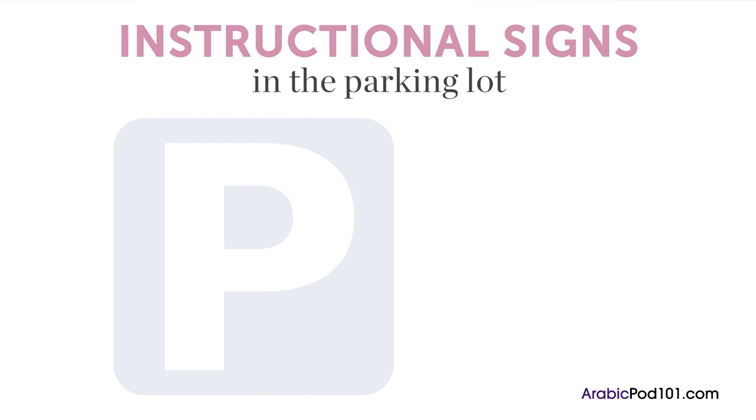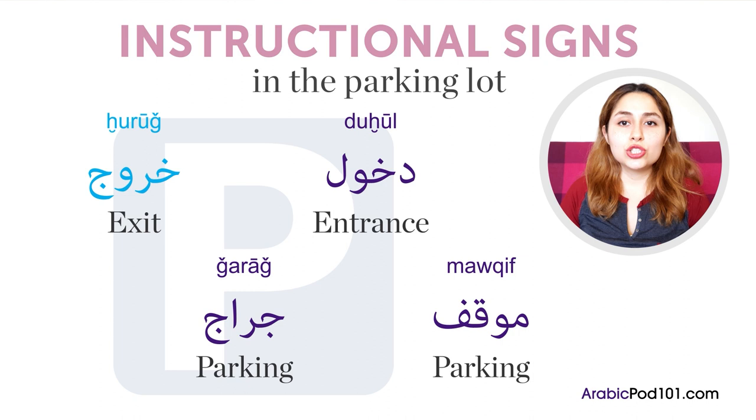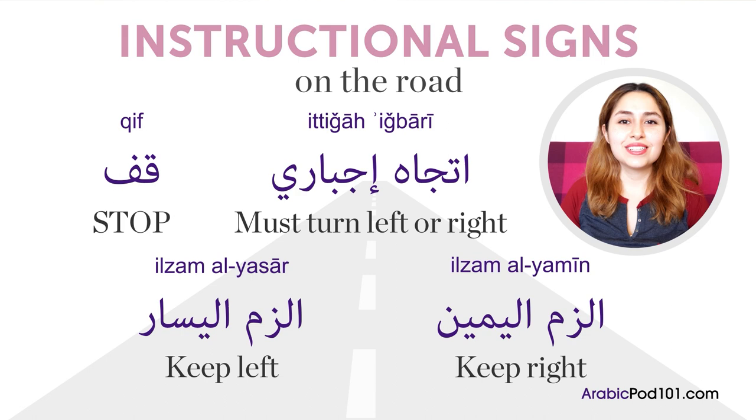First, we have signs that you'll typically see in a parking lot. خروج, exit. دخول, entrance. Garage, or موقف, parking. Next, we have signs you will typically see on the road. قف, stop. اتجاه إجباري, must turn left or right. إلزم اليمين, keep right. إلزم اليسار, keep left.